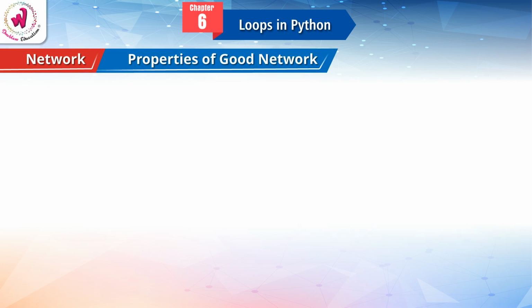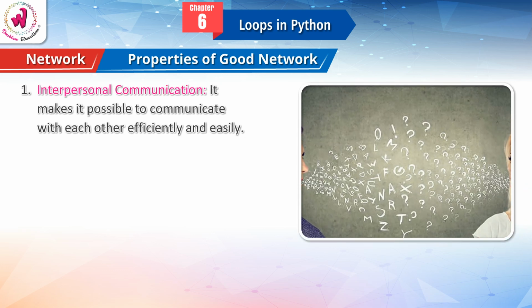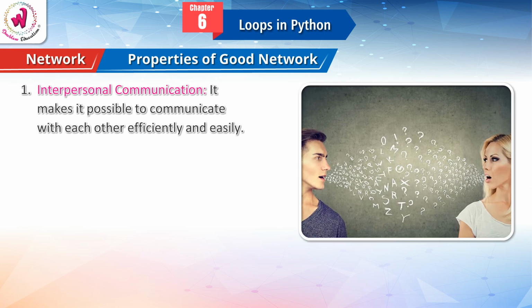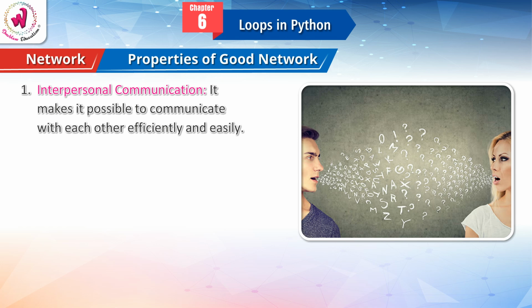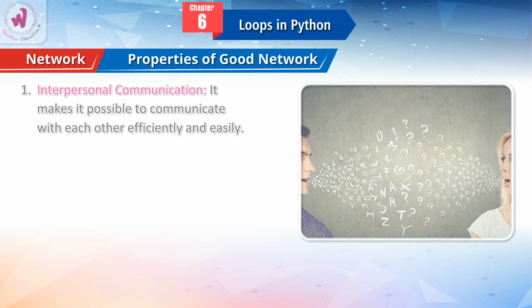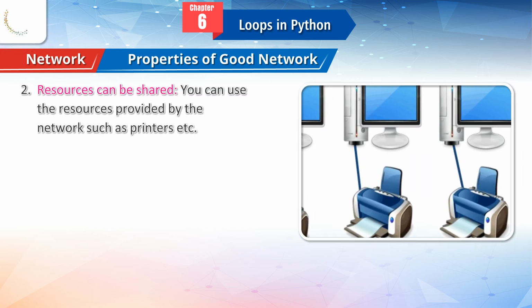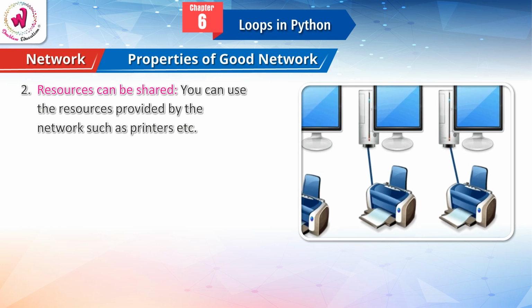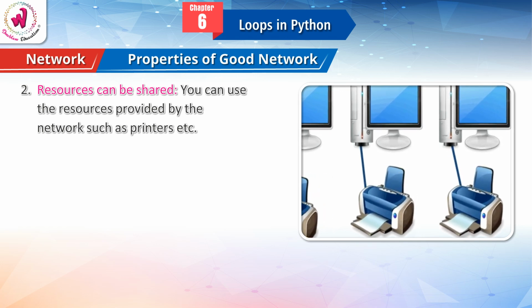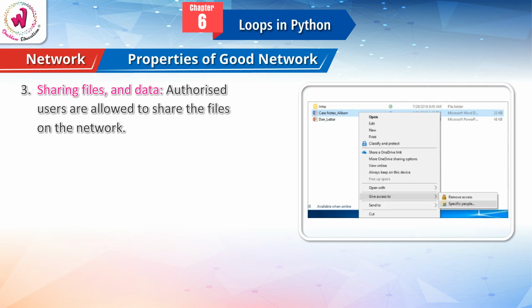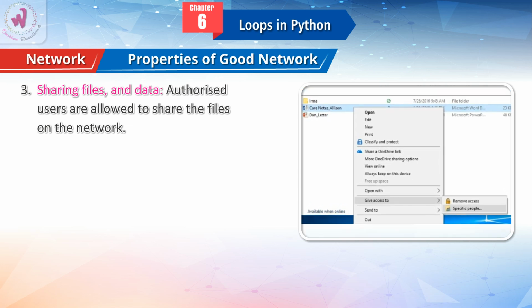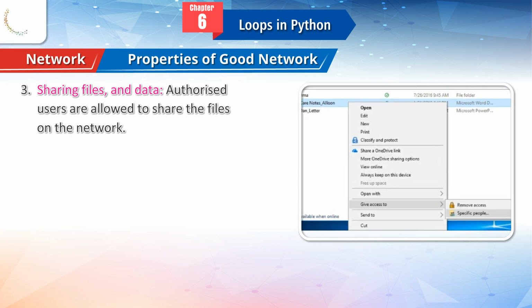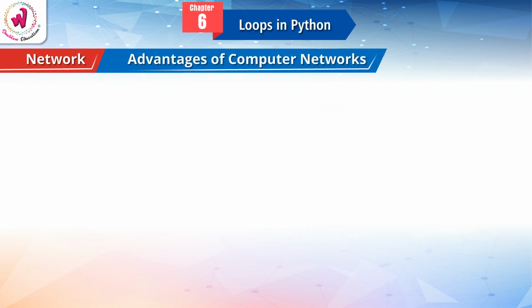Properties of good network. 1. Interpersonal communication. It makes it possible to communicate with each other efficiently and easily. 2. Resources can be shared. You can use the resources provided by the network, such as printers, etc. 3. Sharing files and data. Authorized users are allowed to share the files on the network.